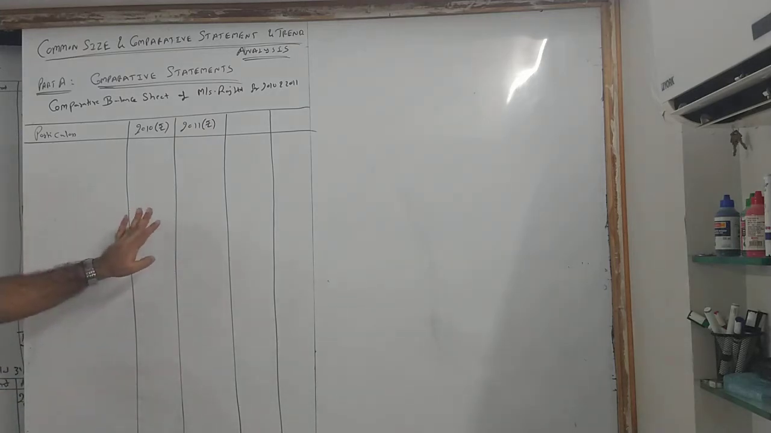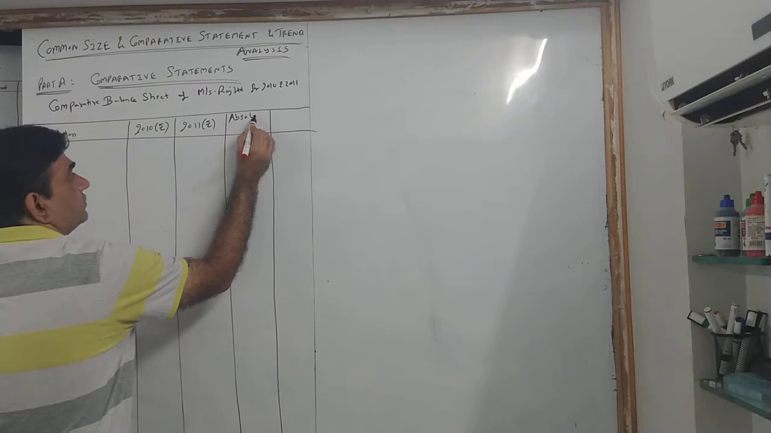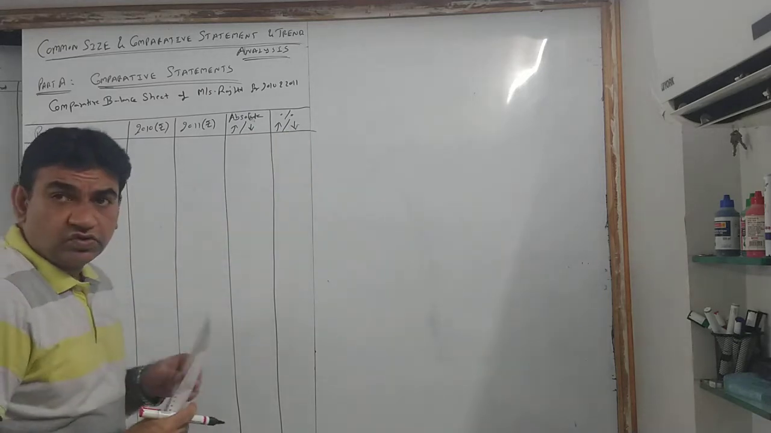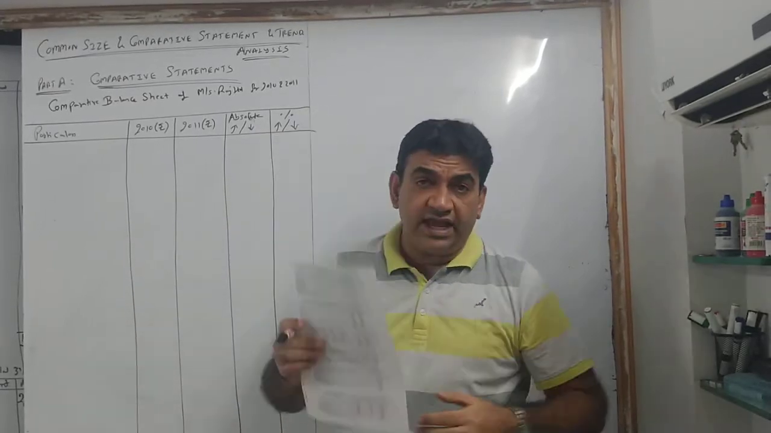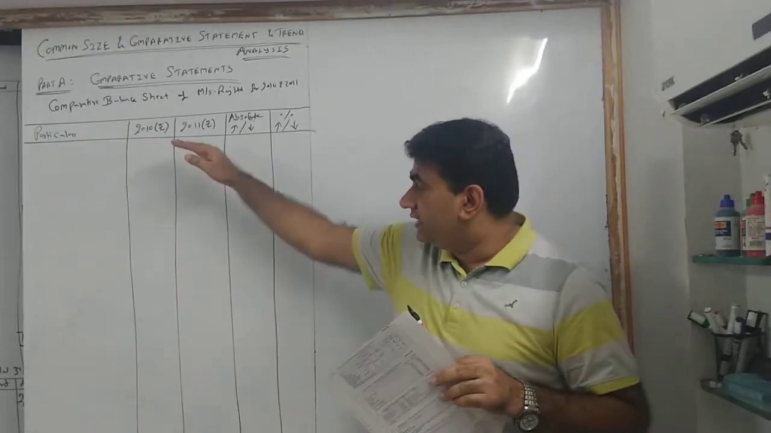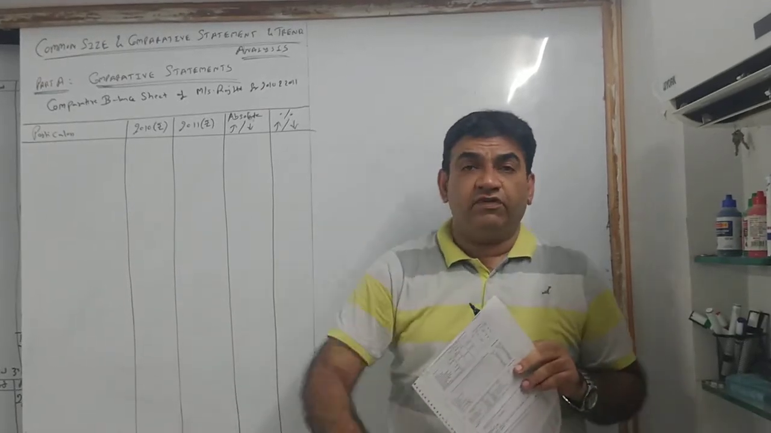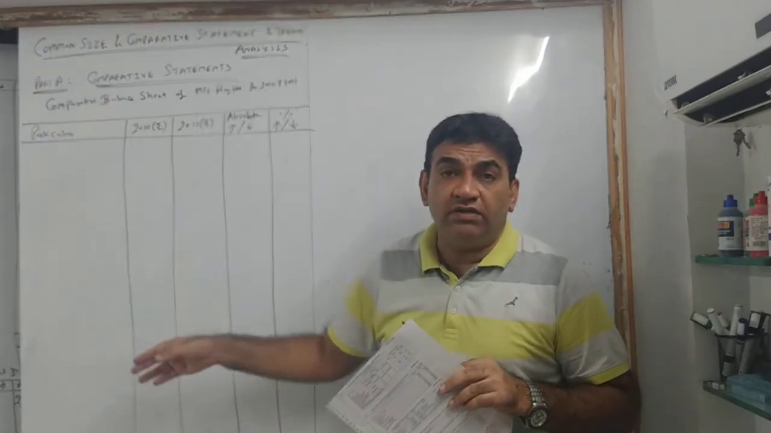Particulars, 2010, 2011. Then the next column will be absolute increase or decrease, and the last will be percentage increase or decrease. See, particulars and 2 years. First I'll have to convert everything into the normal balance sheet, and then we will fill up these two. Right now I'll make it very simple for you all. Forget the last 2 columns. First let us convert the balance sheet into the normal way how we do.